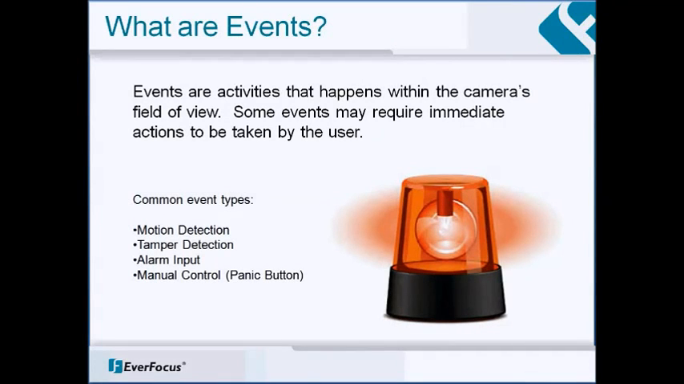Events are activities that happen within the camera's field of view. Some events may require immediate actions to be taken by the user. Some common event types are motion detection, tamper detection, alarm input from the physical connections on the camera, and the manual control, also known as the panic button.